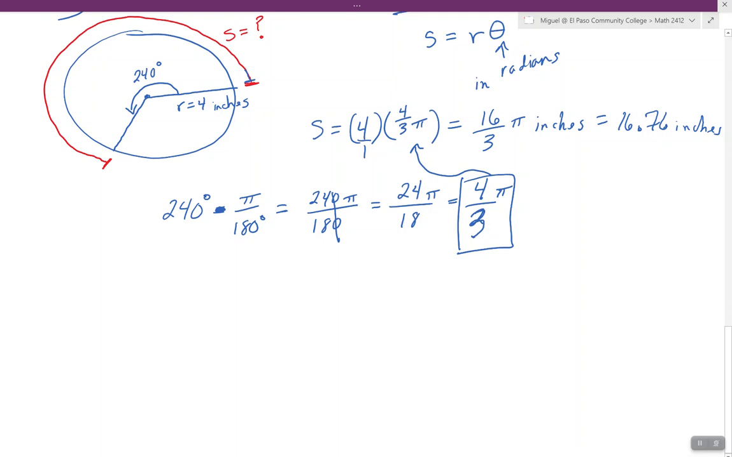Be careful on the way you give your final answer, especially in WebAssign. If it doesn't mention anything about rounding the decimal, then they want the exact answer, so you would enter it as 16 over 3 pi. But if you see something that says round to the nearest hundredth or something like that, then they want you to multiply it out and give a decimal.